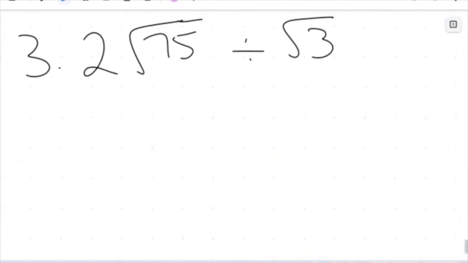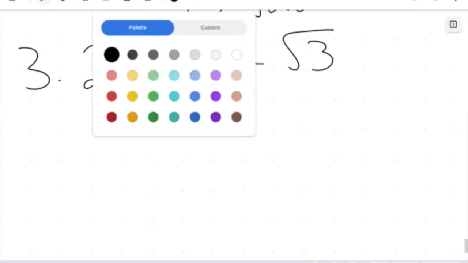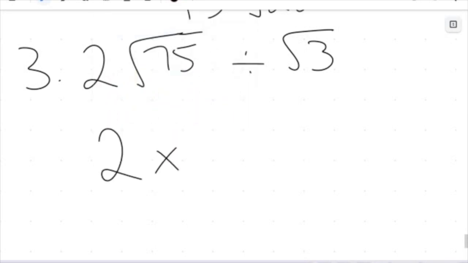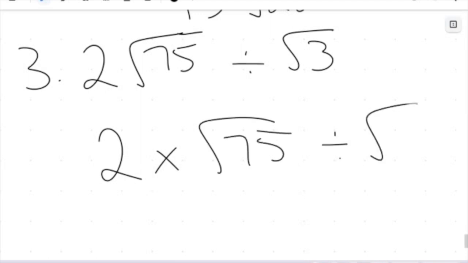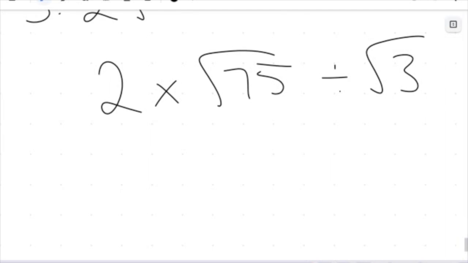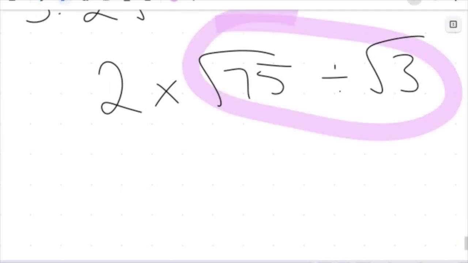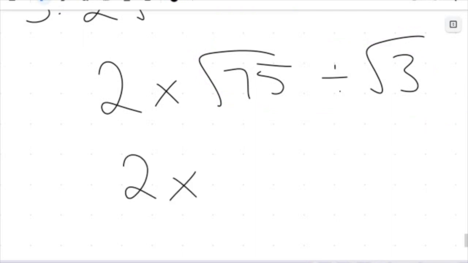So I have here 2 root 75 divided by root 3. So what I am assuming here is that I have lots of root 75, and that's getting divided by one lot of root 3. But this particular thing here is like saying 2 times root 75 divided by root 3. Now, because we have a division of surds happening here, I can write these both under the same square root. I can do this division just like this.